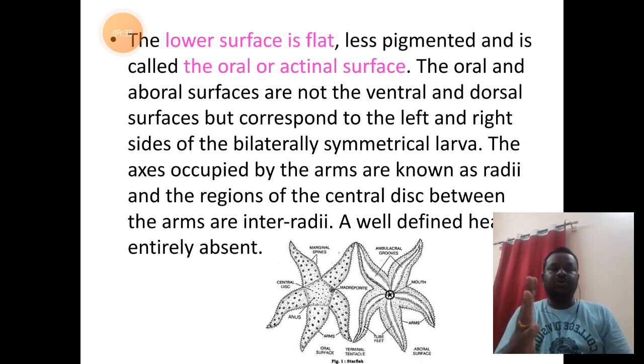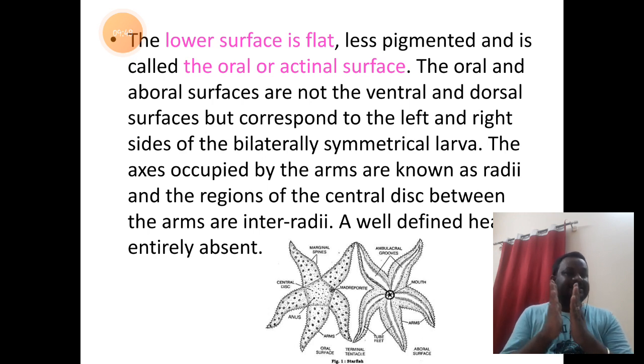Now we will look into the body structure related to the oral surface. The oral surface of the body is generally said to be flat. It is less pigmented, with a central part of the body called the mouth, and hence this region is called the oral surface or actinal surface.